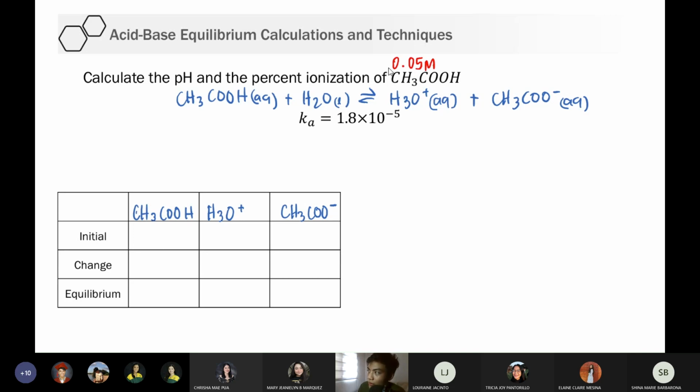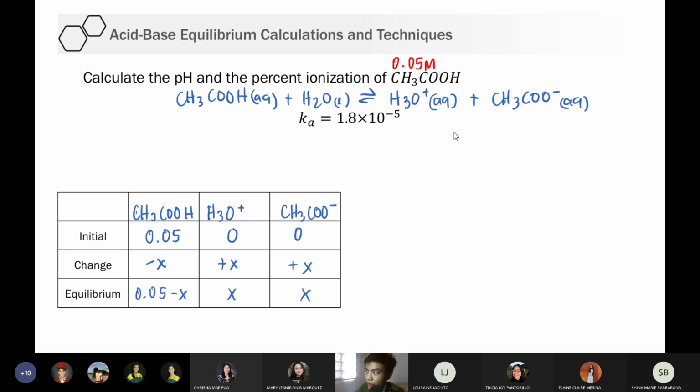So, here we have 0.05 molar of the acetic acid. And nothing was said about the products, so 0. So, since 0 yung ating products, positive change for them, and negative change for the reactant. Take note of the coefficients. And at equilibrium, we're just going to add I and the C. We have 0.05 minus x. This is x and another x.